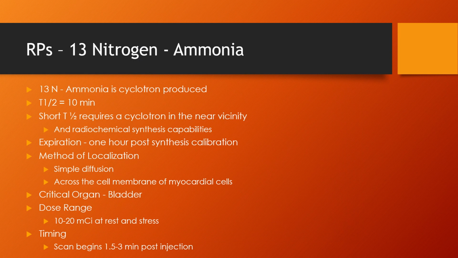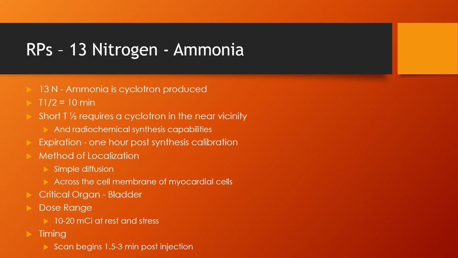Now to shift gears a little bit and talk about nitrogen-13 ammonia. This one is cyclotron produced and has a half-life of 10 minutes. The short half-life means that a cyclotron needs to be in the near vicinity and have radiochemical synthesis capabilities. This is a huge restrictor for nitrogen ammonia being adopted into mainstream. There is a company that makes a mini cyclotron, but the mini cyclotron still requires a full room. It's not something that can sit on the countertop or on a cart like the rubidium generator can. So it still takes a lot of extra space.